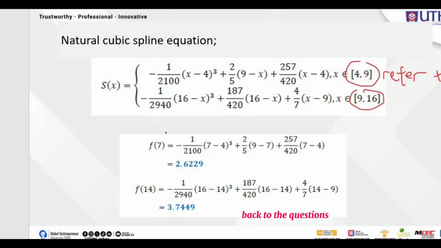Okay, back to the question. You need to find the estimates F7 and F14. So here is X7, right? So for X7, which equation can you use? S7 means that it's between 4 to 9. So that's why we choose the first spline here. Then you will replace X with 7. And another one, 14. So 14 will be between 9 to 16. So that's why we choose the other equation and replace X with the value of 14 in the equation.